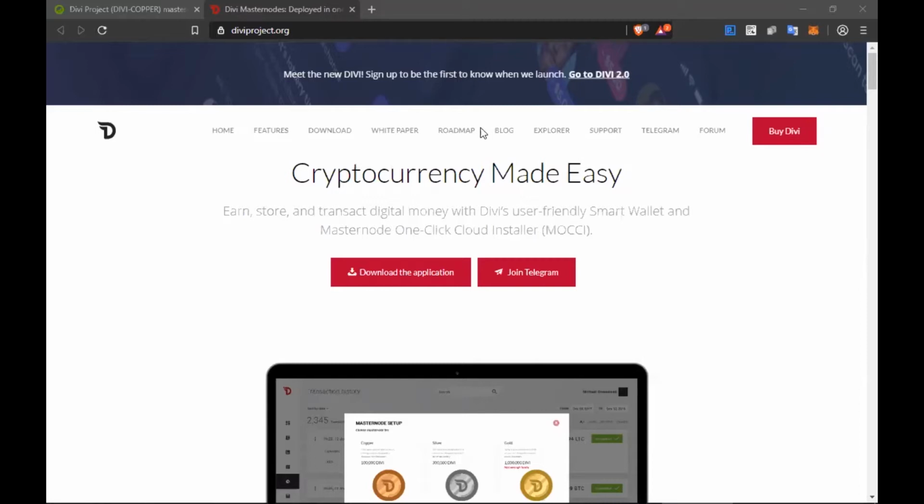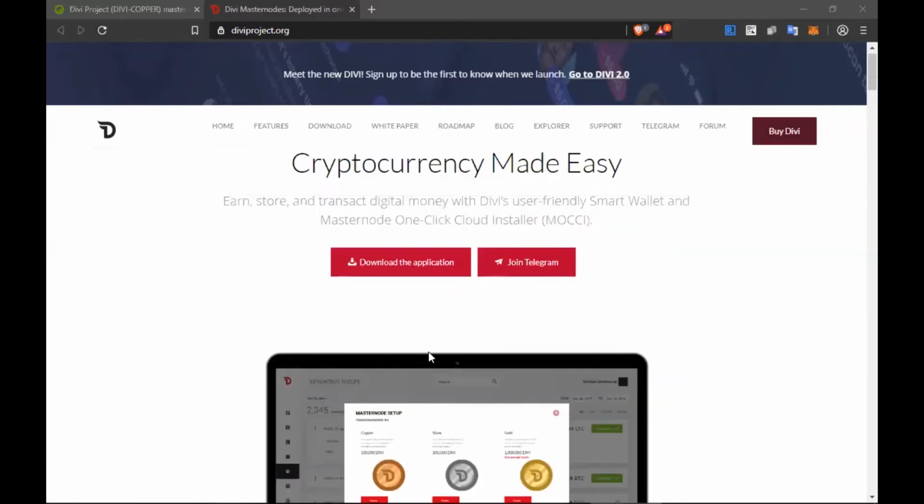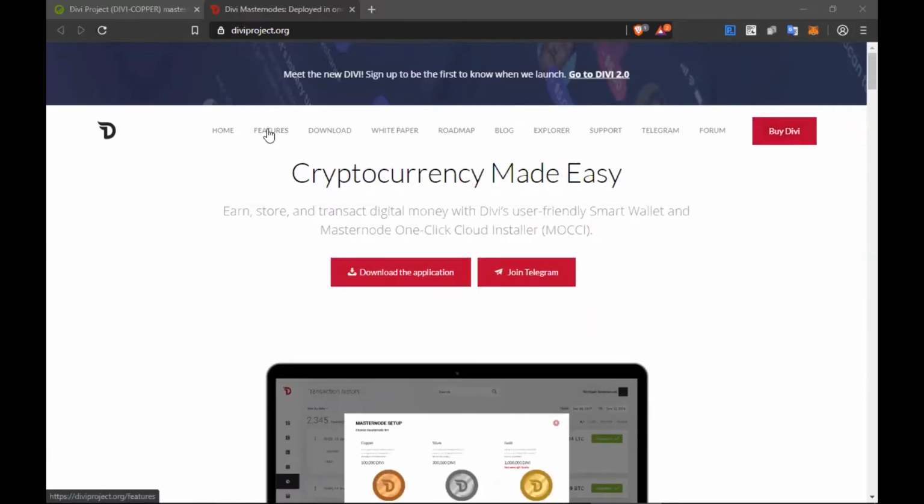So the Divi lottery blocks is simply a lottery system. Every week, 11 stakers among the stakers within the Divi network are rewarded with certain amounts of Divi.